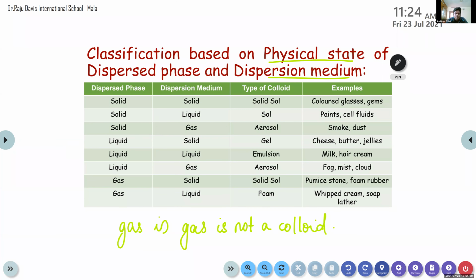And among these, gel, emulsion and sol, these 3 are important ones. And in this chapter itself, we will discuss sol and emulsion. Okay, Rijas, can you please repeat these points in the table?